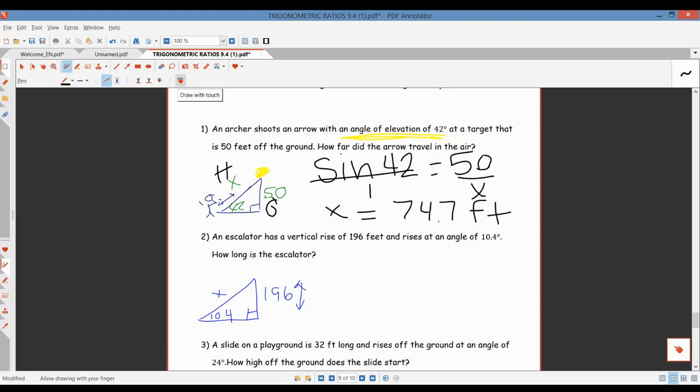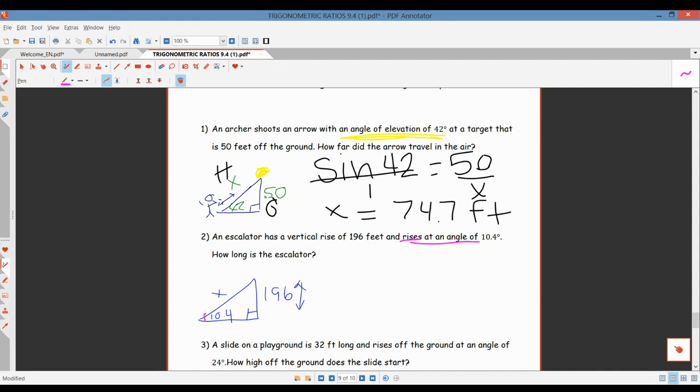All right. The next one, an escalator has a vertical rise of 196 feet and a rise at an angle of 10.4 degrees. We can have decimals for the degrees. There's nothing wrong with that. So I drew out the picture just because I knew the vertical rise might throw a few of us off. So that vertical rise is going up and down, like vertical on our coordinate plane. So here I put that going on my side of the triangle. And then you can see that I have rise at an angle of 10.4. Rise at an angle is the same as angle of elevation. So it's at that bottom corner going up.